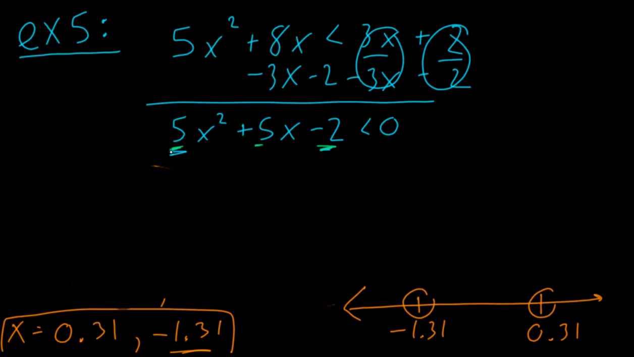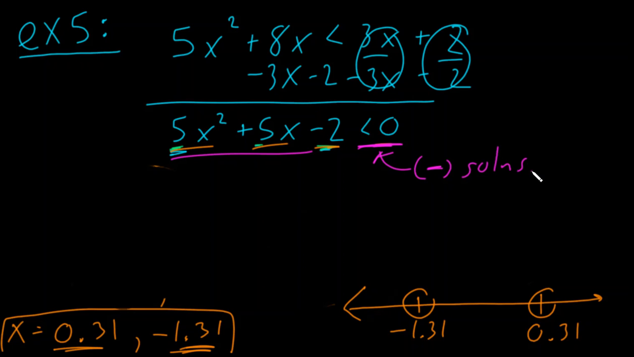Okay, so we have 5x squared plus 5x minus 2 is less than 0. And we've drawn our number line with our two x-intercepts, and we're trying to find the region where all of our solutions are. So the first thing to note is that this is saying the function is less than 0, so we are looking for our negative solutions. We come down to the number line and we want to find out, where does x equal 0? Notice x will always equal 0 in between our negative solution and our positive solution.